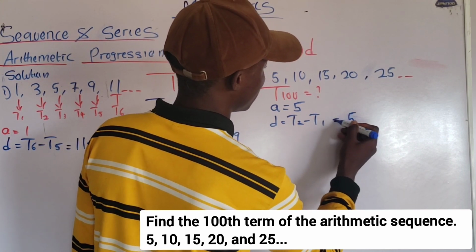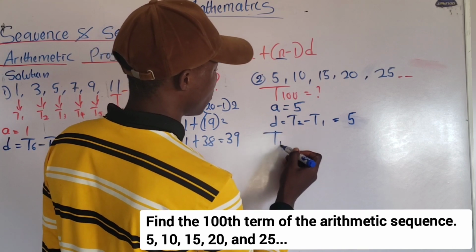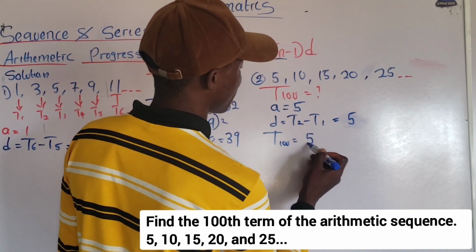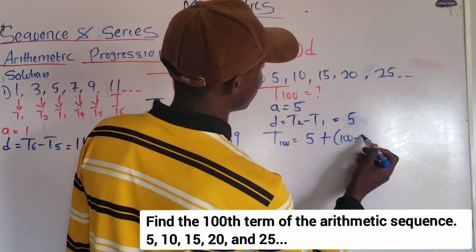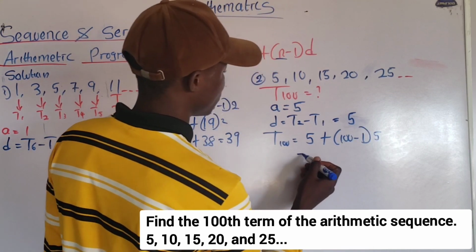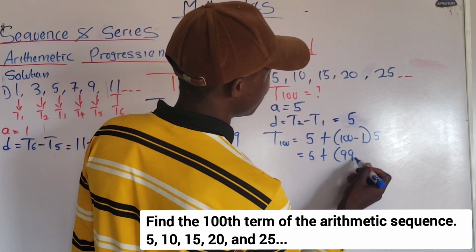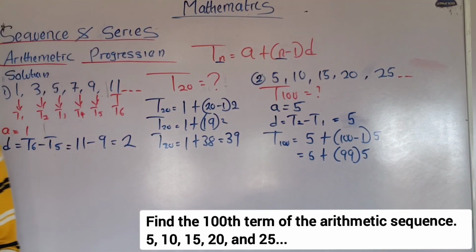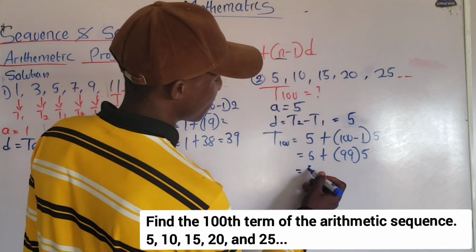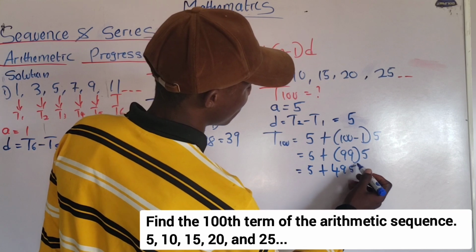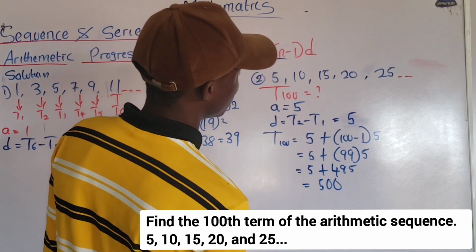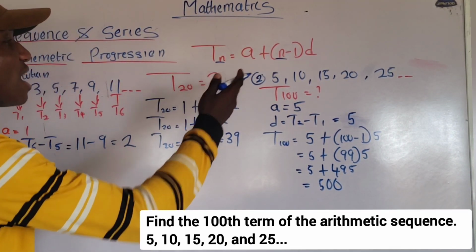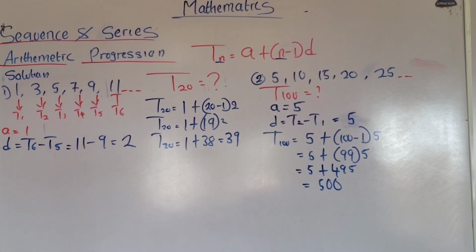So here I'm going to have T100 is equal to A, which is 5, plus 100 minus 1 multiplied by 5. So 5 plus 99 multiplied by 5. 99 multiplied by 5 will give us 495. So here I'm going to have 5 plus 495. That is 500. Okay? So the 100th term of this arithmetic progression is 500.